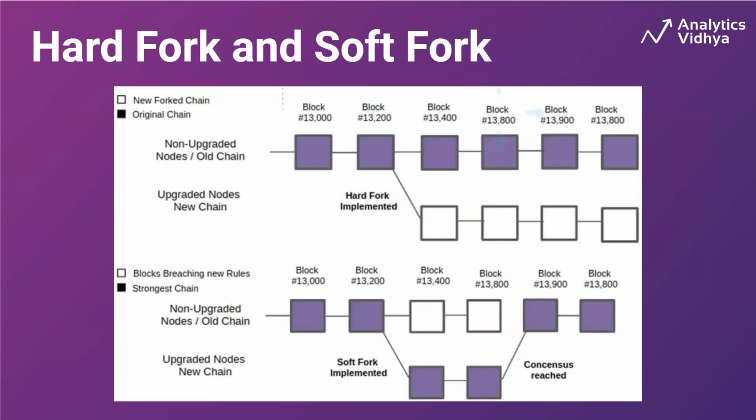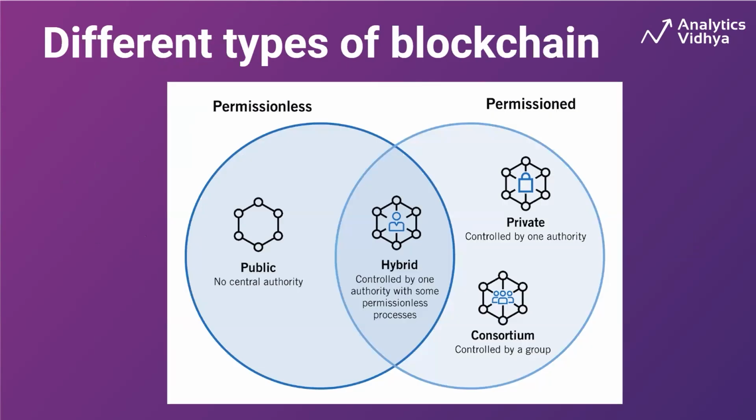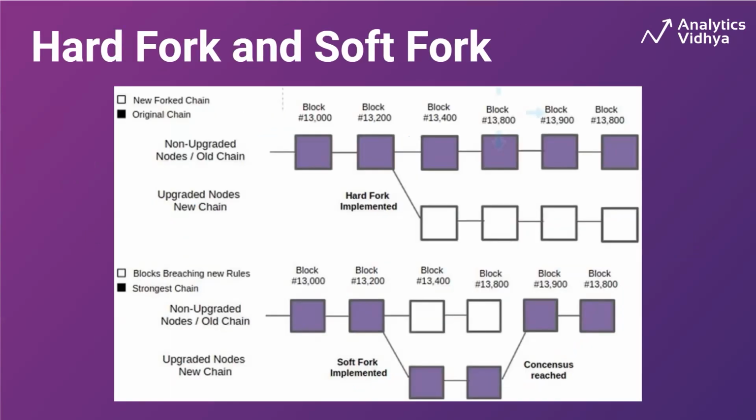Okay, so this is the hard fork and the soft fork. I already mentioned the two roles: core blockchain developer and blockchain software developer. If you want to be a core blockchain developer, what is your role? You have to add new features into the blockchain itself, or change a major problem in the blockchain.